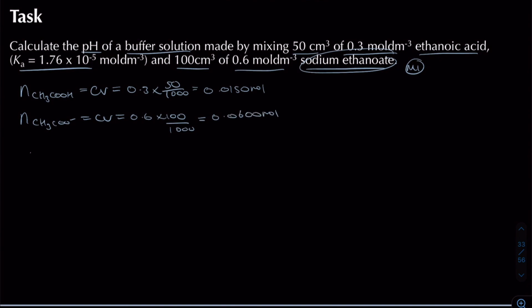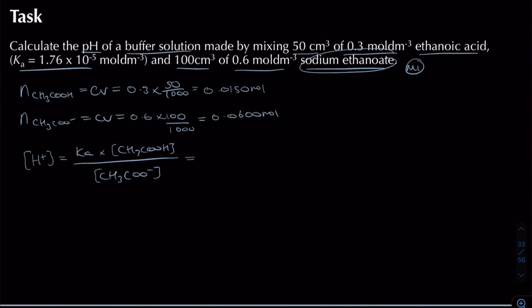So the next thing I can do is work out a value of the concentration of H plus, and that's going to equal Ka times the concentration of ethanoic acid, divided by the concentration of A minus, our salt, our conjugate base, whatever you want to call it.